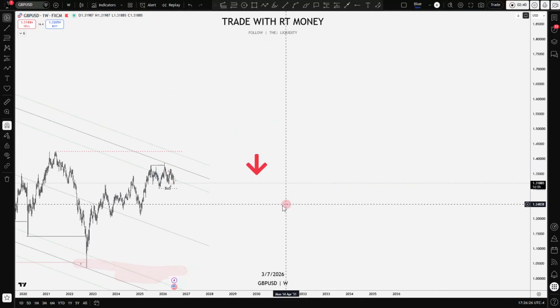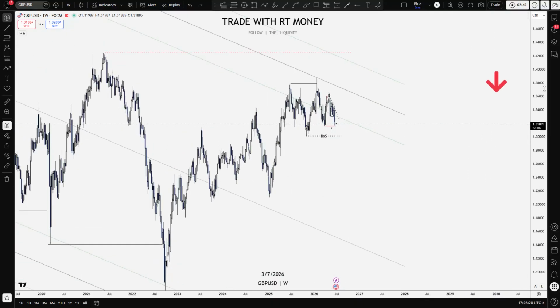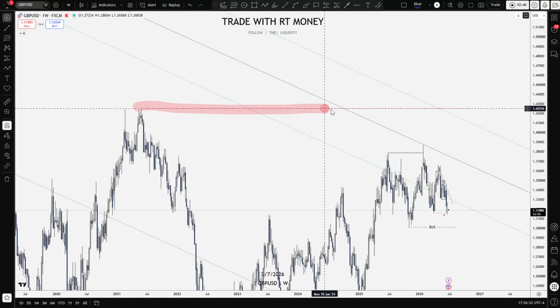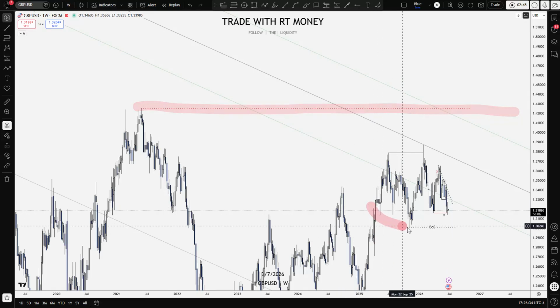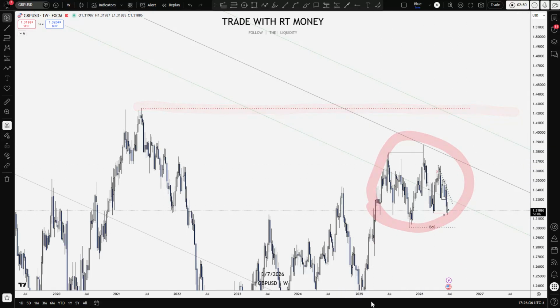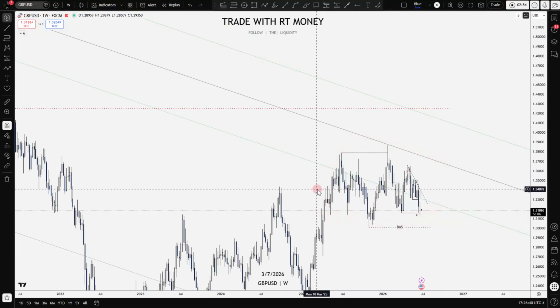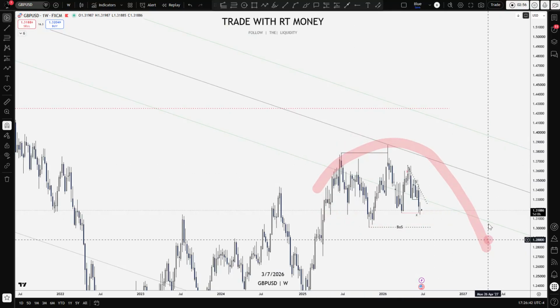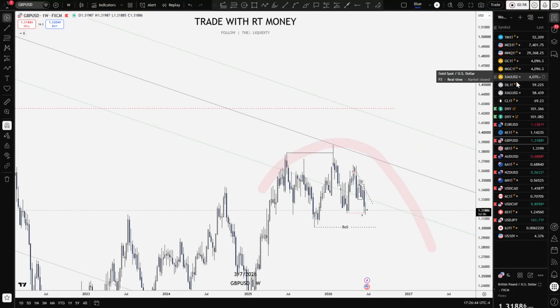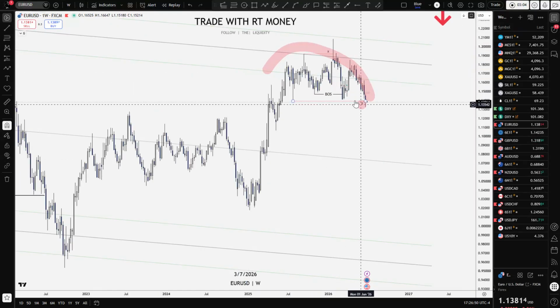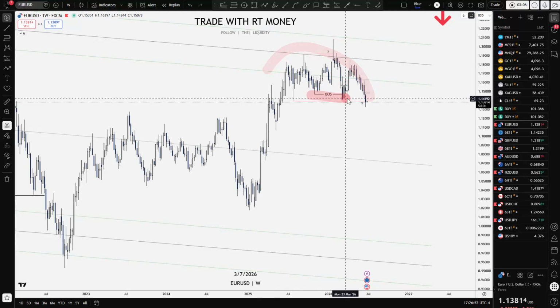All right, but right now, if I can get to it, right now we are respecting this high, and this looks like the market is basing out. It looks like it wants to turn over. Now, this is much more pronounced in the Euro USD, if I can find it, because this looks like a rounded top. And we see the break of market structure here.